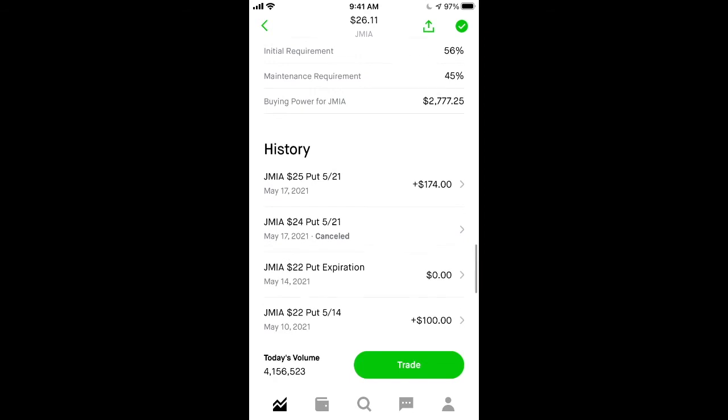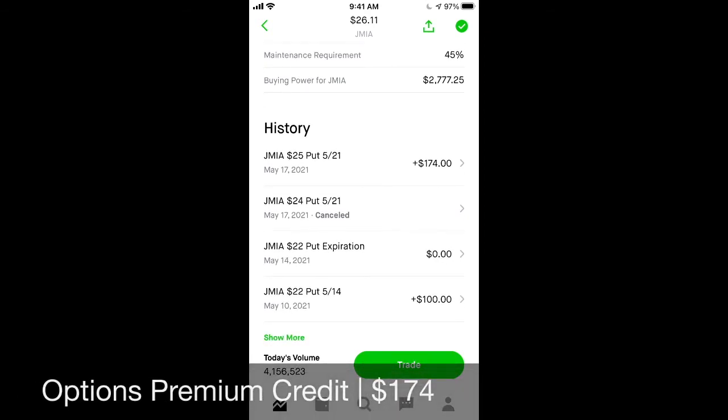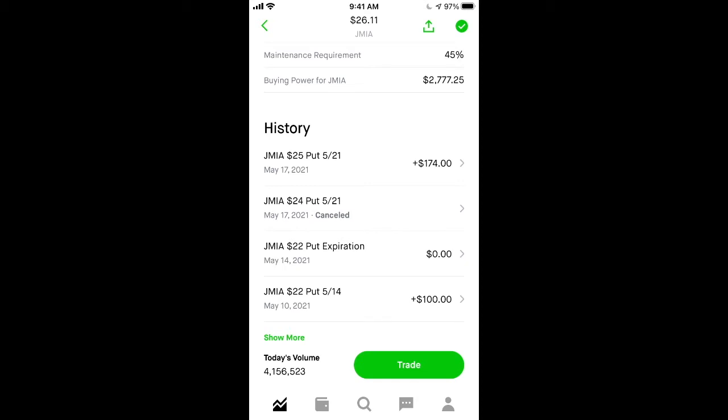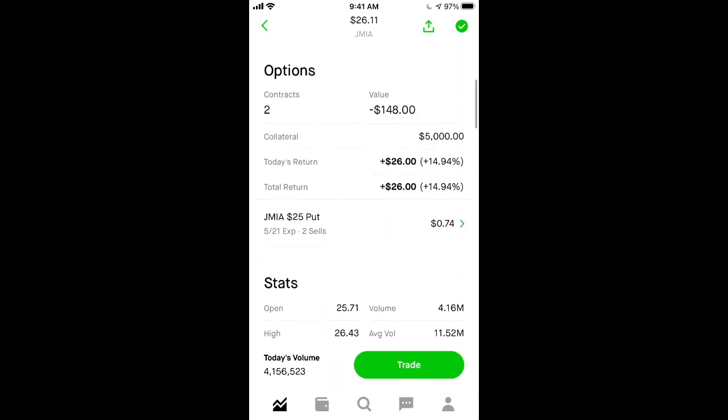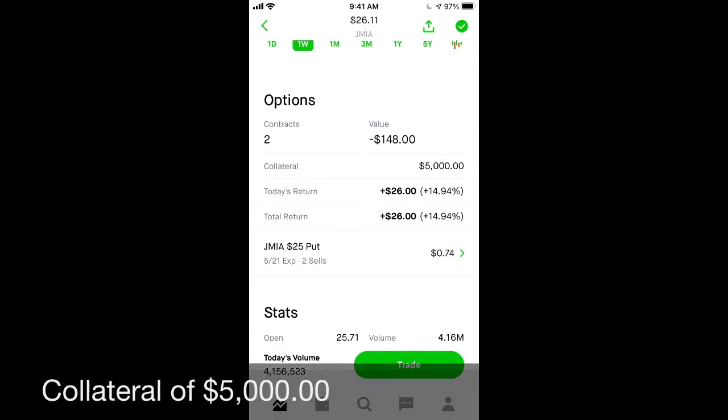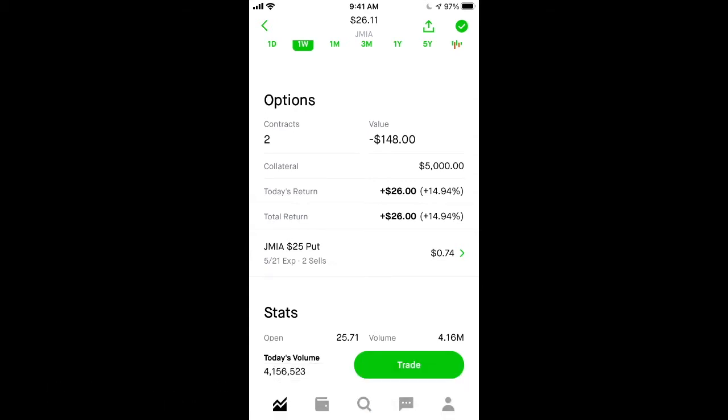If I scroll all the way down here, you see on top it says Jumia $25 puts, 5/21, and you can see plus $174. So what that basically means is that I got paid $174 to open these two contracts. For these two contracts, I had to leave a deposit of $5,000 in order to get paid $174. So by leaving the deposit, you get paid.